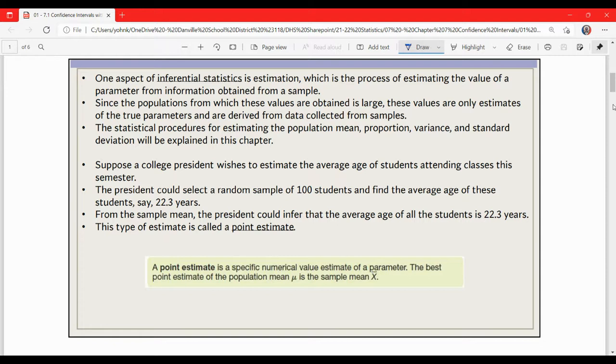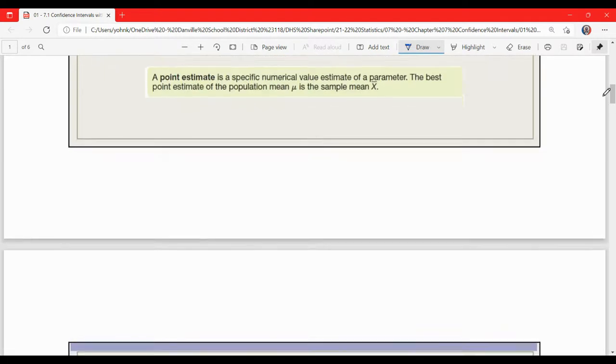Suppose a college president wishes to estimate the average age of students attending classes this semester. Well, the president could select a random sample of 100 students and find the average age of these students, say 22.3 years. From the sample mean, the president could then infer that the average age of all students is 22.3 years. This type of estimate is called a point estimate. A point estimate is when you use a sample value to estimate something for the population value.